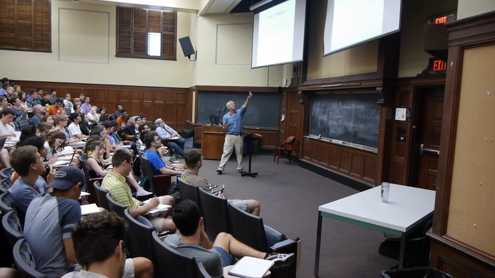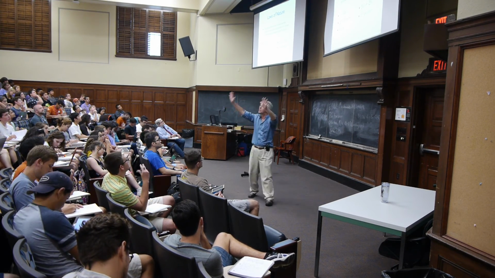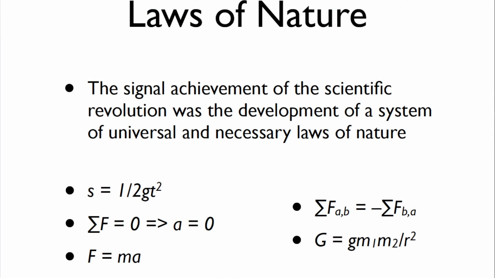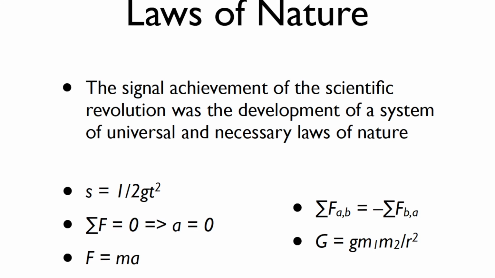And again, don't worry about the details of this. But what did they do? What was the great accomplishment? It was to come up with a system of scientific laws, scientific laws that were able to explain macro-level behavior. And so here is an example of some of those laws. You probably recognize them from high school physics.